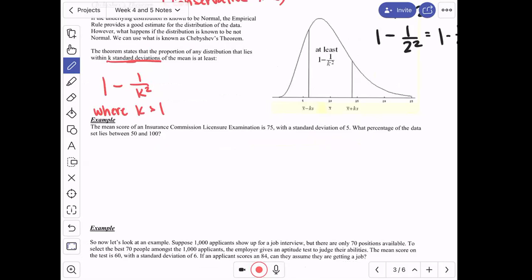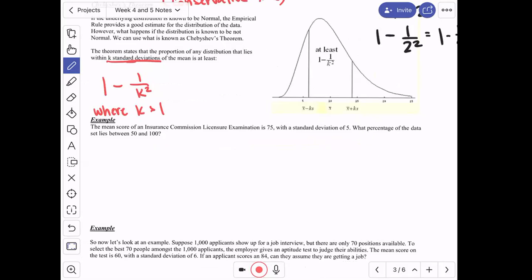The question is this: do we know the underlying distribution? Do we know if it's normal or not? Yes or no? Have they told us that it's normal? No, we don't know that. Because we don't know that, it requires us to use Chebyshev's rule, all right? We want to find out how many values lie between 50 and 100.